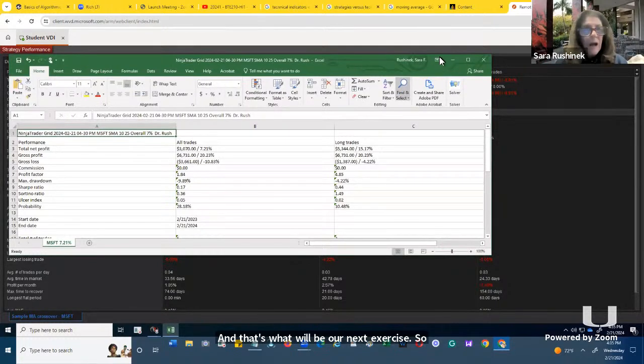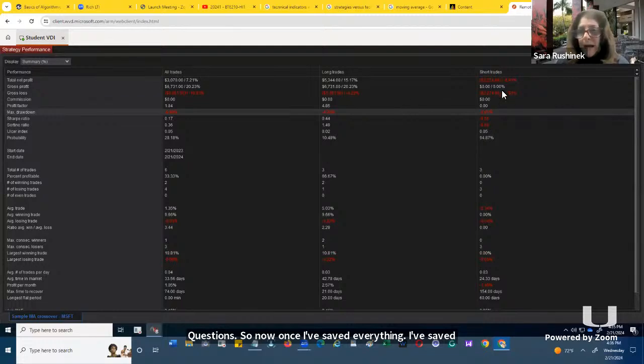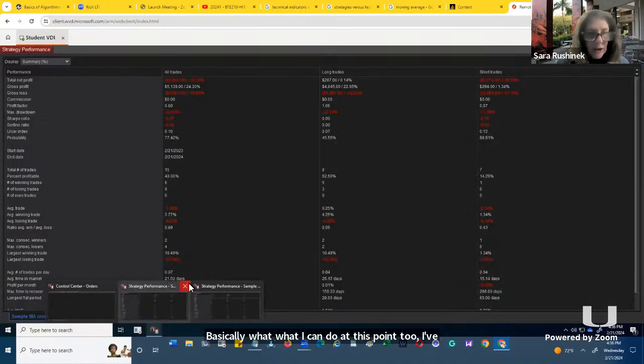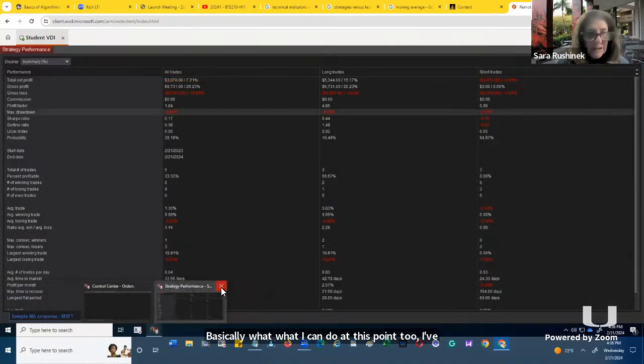So I'll save it and I'll do it. Questions? So now once I've saved everything, I've done my Excel. I can get out of my Excel. Basically what I can do at this point, I've saved this. I can try to maximize it. I can close all my performance. You see this? And even my control center.